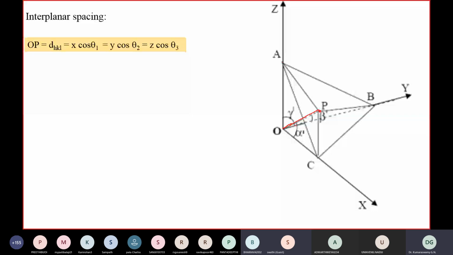So the distance between two planes now is OP, right, sir? Yes, exactly. So this angle, you write it as theta 1. And this angle, you write it as theta 2. And this angle, you write it as theta 3.